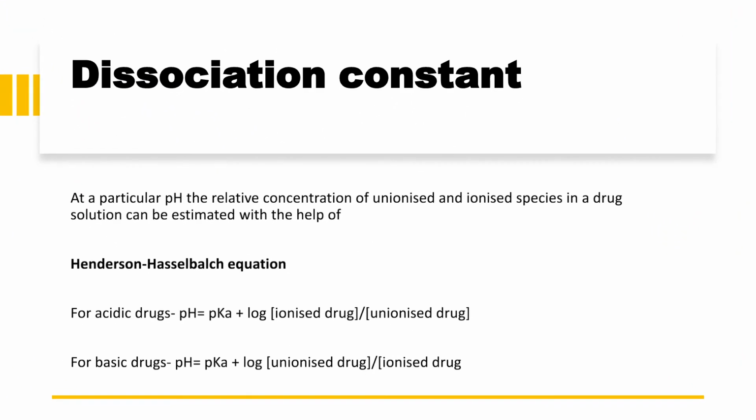So at a particular pH, the relative concentration of the unionized and ionized species in a drug solution can be estimated with the help of the Henderson-Hasselbalch equation. This is the equation generally used to calculate the pKa of the drug substance. For acidic drugs, pH is equal to pKa plus log of ionized drug by unionized drug, and for basic drugs it is the unionized by the ionized drug. So this equation is widely used for the determination of pKa.